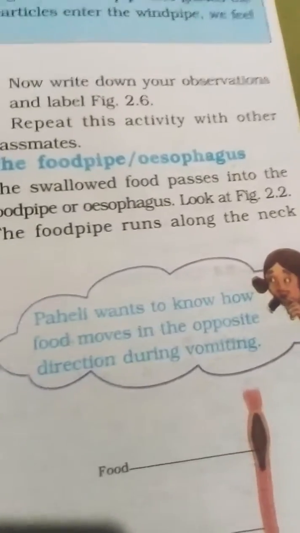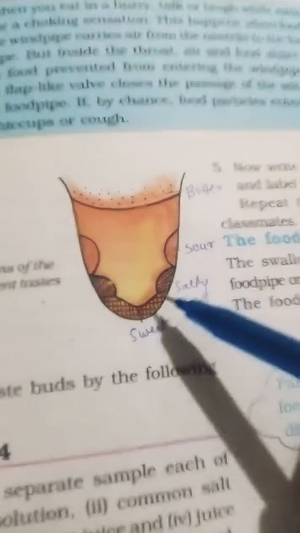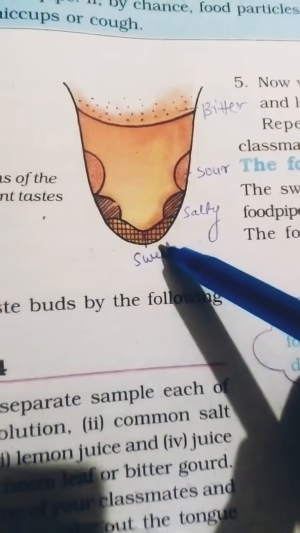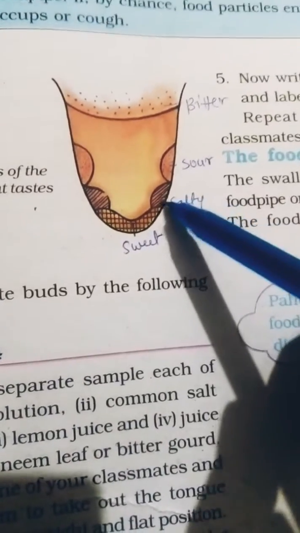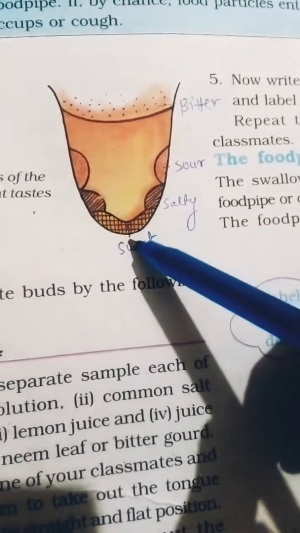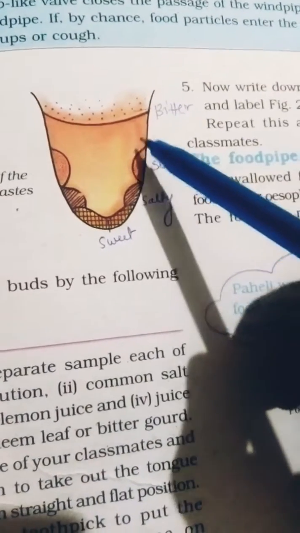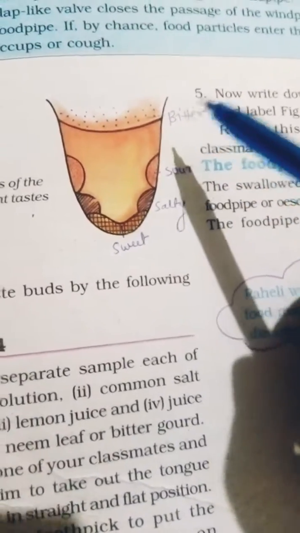By performing this activity, we found that the taste buds in our tongue are the place where the sweet taste gets detected. Here the salty taste in our taste palette in our tongue. Here we can observe sweet, here we can observe salty, here we can observe sour taste, here we can observe bitter taste. Understood all of you?